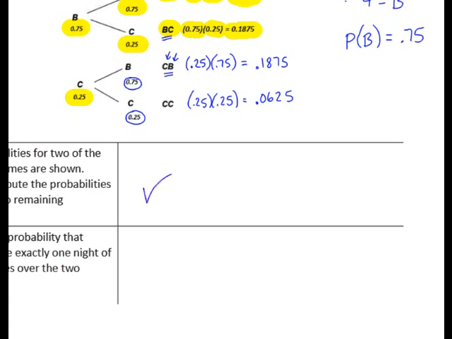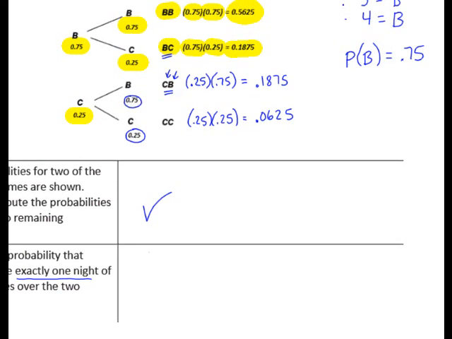Question C, what is the probability that there will be exactly 1 night of board games over the 2 nights? So our outcomes were these. We had BB, BC, CB, and CC. What is the probability that there will be exactly 1 night of board games? All right, so this one does not qualify because it has 2 nights of board games. This one qualifies, and this one does not qualify because there are no board games. So we can have either BC or CB.